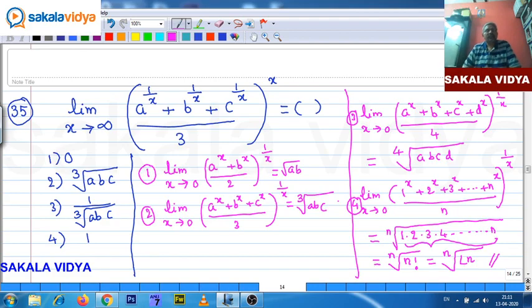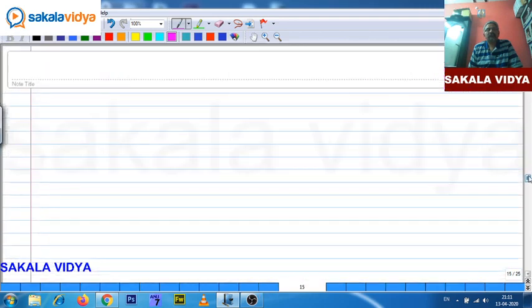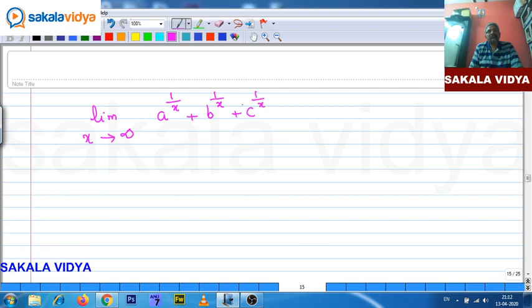In between, I have discussed the 4 problems. So let us come to our problem now. What is the problem? Here, limit x approaches infinity, (a^(1/x) + b^(1/x) + c^(1/x))/3, all to the power of x.